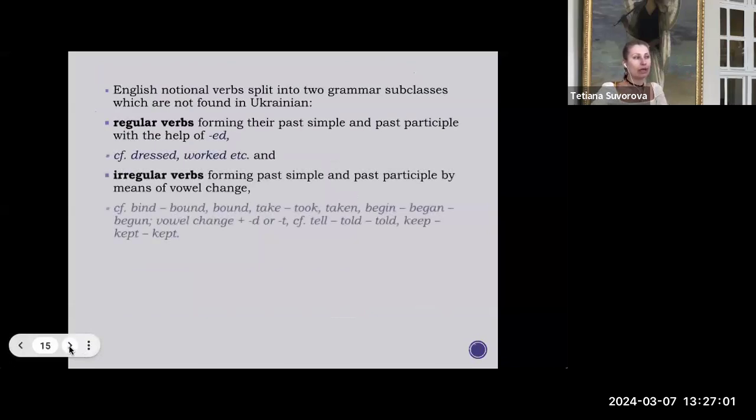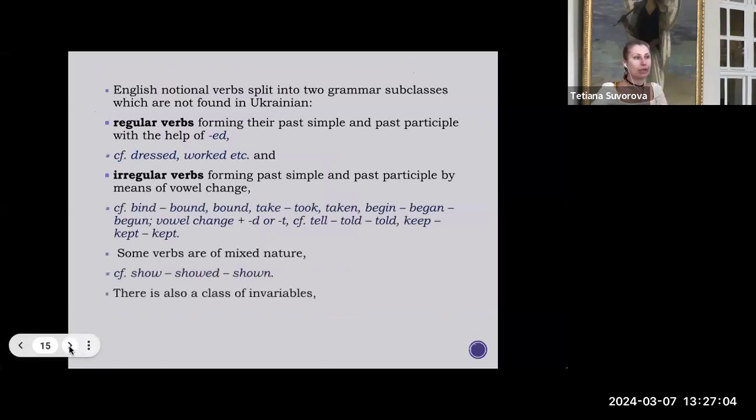Well, and then we move to the next. English notional verbs split into two grammar subclasses which are not found in Ukrainian: regular verbs and irregular ones, that we have discussed a little bit, but just to fix here as peculiarities of the English language compared to the Ukrainian one. So there is nothing to do, no explanation for us, I mean for Ukrainians, but to learn these irregular verbs because they have special rules of forming their past forms.